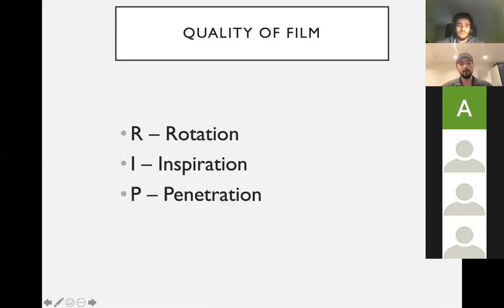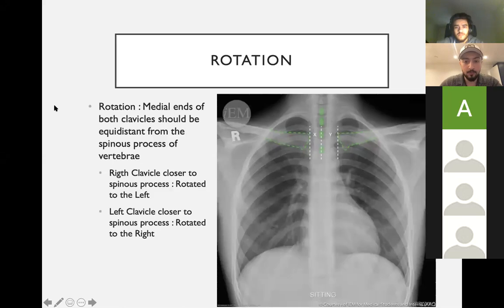Yes. So you have the quality of the film. You have to make sure the quality of the X-ray is optimal. The way you do that is by checking the rotation, the inspiration, and the penetration. What do these things mean? We'll see now. We'll start with the rotation.